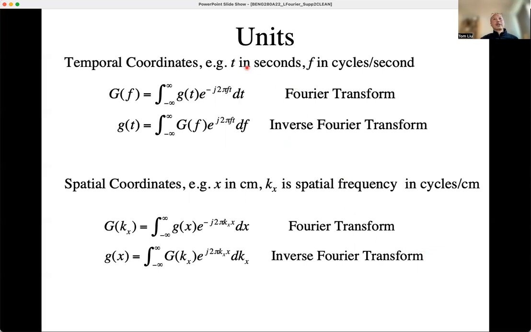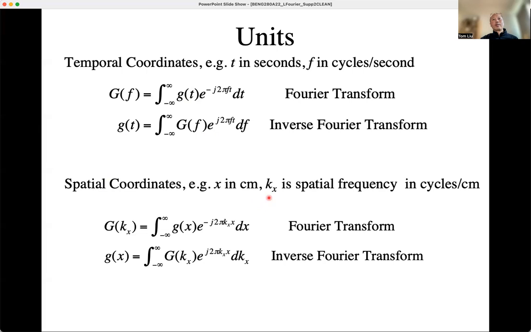So in 1D, we can already start talking about coordinates. Oftentimes, for example, when we talk about RF pulses in MRI, we might think about something as a function of time, and we might want to understand the Fourier transform of that time-dependent function. And so we call that g of f. And here, t is in seconds, for example, and then f, our frequency, would be in cycles per second or hertz. Now, if we do spatial coordinates, then for example, x would be in centimeters and kx would now be a spatial frequency in terms of cycles per centimeter.